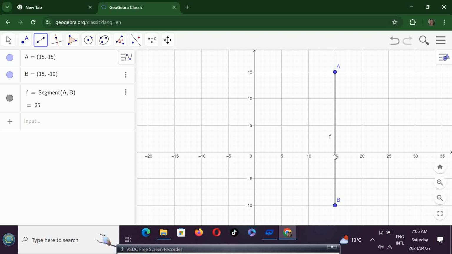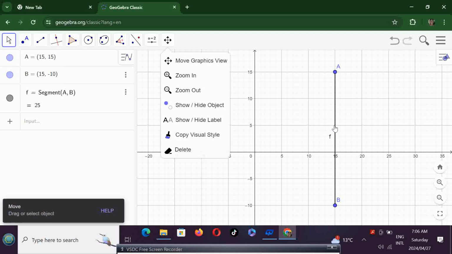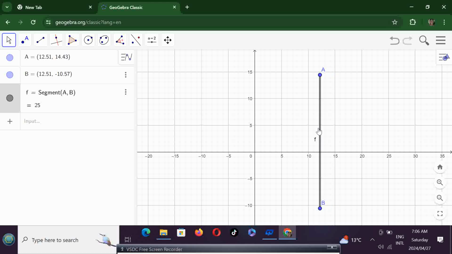You can also check where the line cuts the x-axis. That's 15, so x is equal to 15. If you check the x coordinates of both points A and B, they're 15. Even if you go further down, any point which lies on the same line will have the very same x coordinate. You understand? But let's check what happens when we start moving this line to the left.